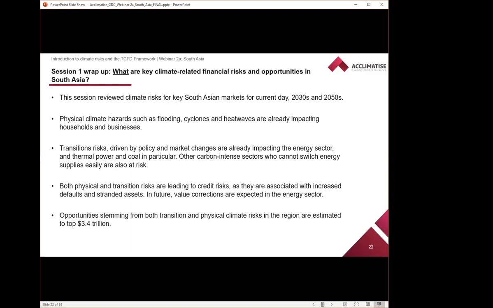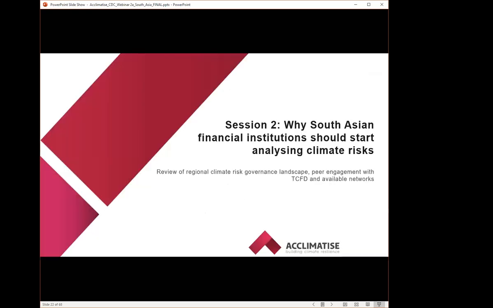And key examples include climate smart agriculture solutions, energy efficiency measures, and electric transport and infrastructure, among the others I listed. So with that, I will end this session and I'll hand back over to Anu and John, who will, next slide, Maya, take you through the climate risk governance landscape in South Asia. Thank you.